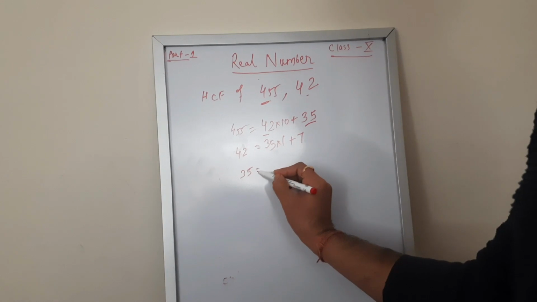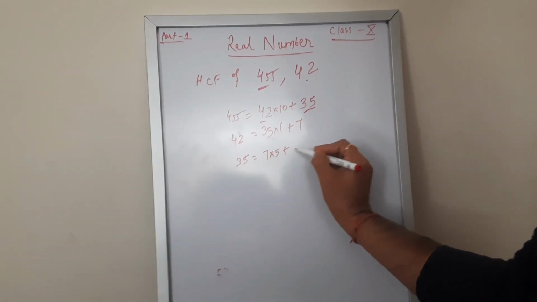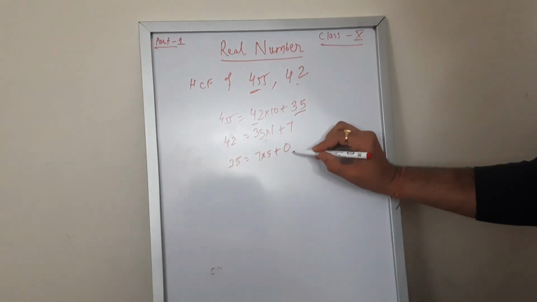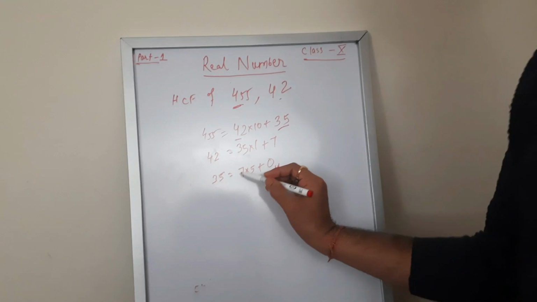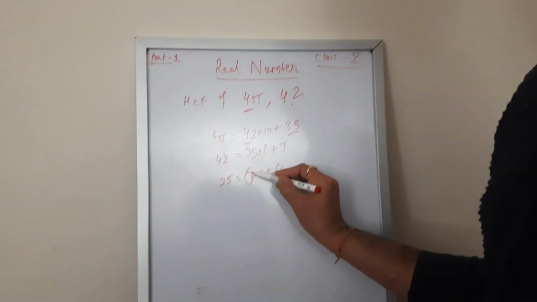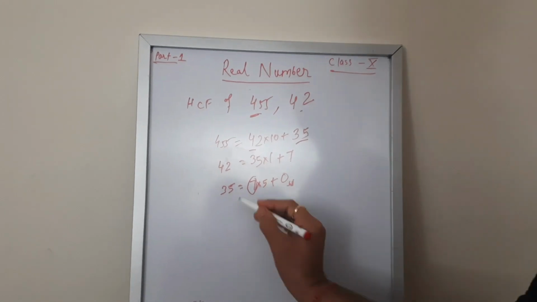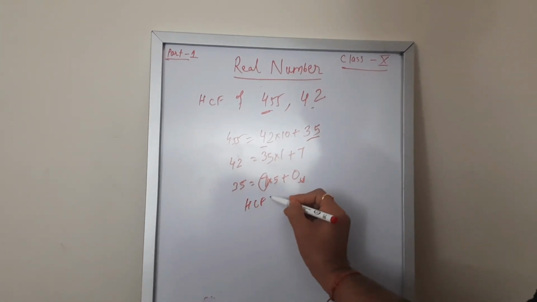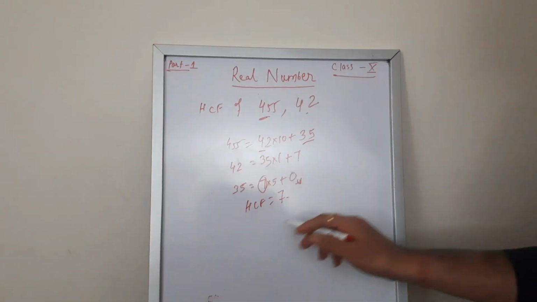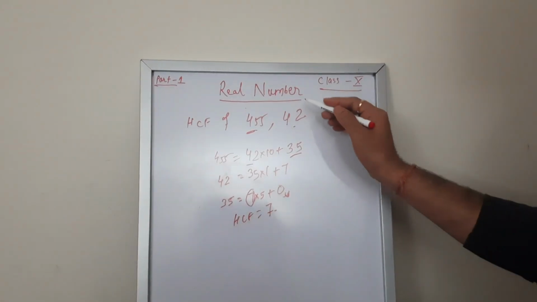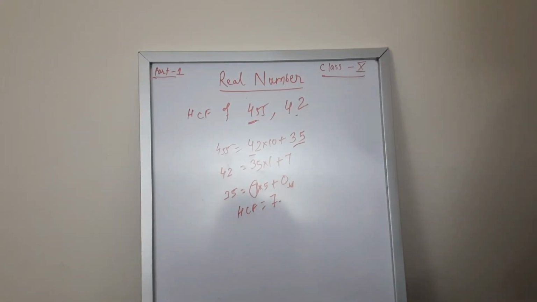We'll move ahead. 35 is equal to 7 multiplied by 5 plus 0. See, here we got the remainder r is equal to 0. It means the value 7 is the one for which we get remainder 0. So here the HCF is 7. So this way we can find out the HCF of two numbers using Euclid's division lemma.